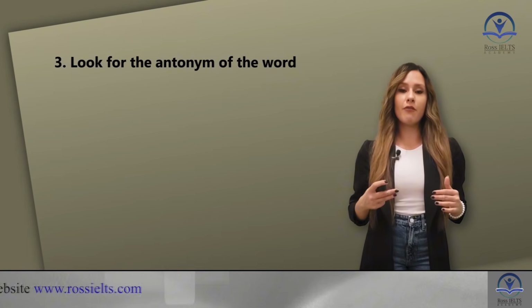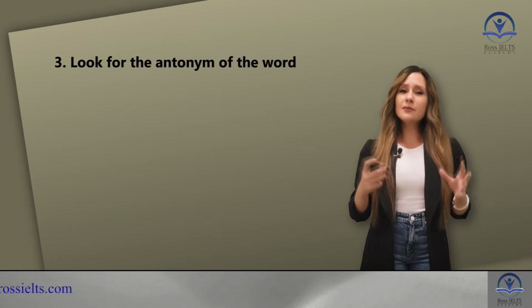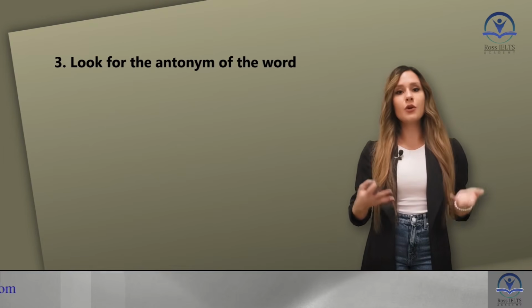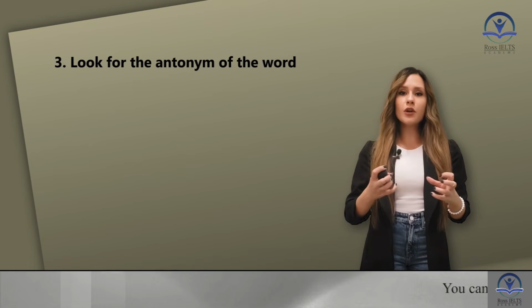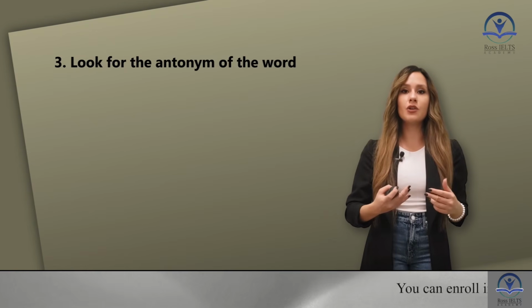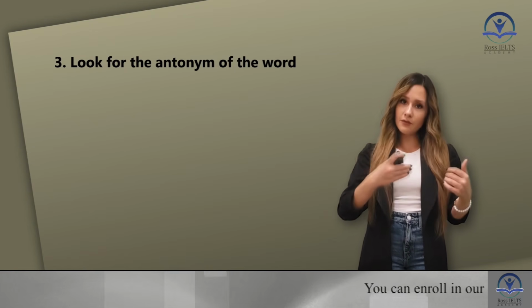The third step would be to look for the antonym of the word. It means that sometimes you are given a word that you don't know the definition of, but if you keep reading, you may find a word with an opposite meaning, which will give you the definition of the difficult word.